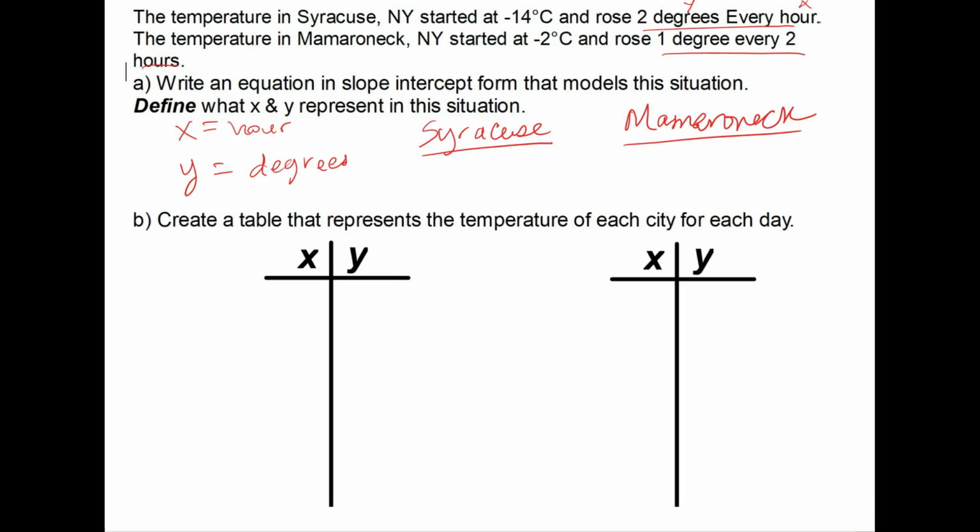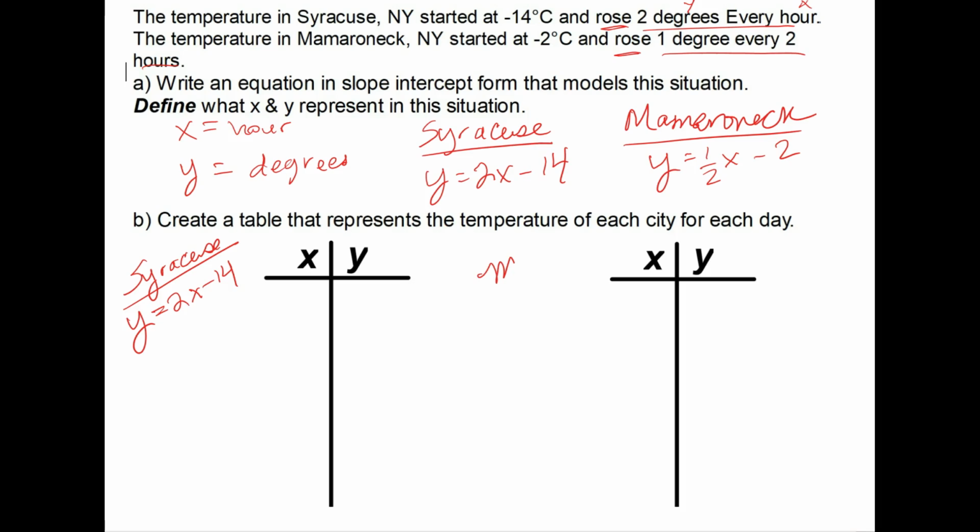All right, so Syracuse started off at negative 14 and rose 2 degrees. So we know the rate of change is 2x, with the initial value of negative 14. Mamaroneck started at negative 2 and rose 1 degree. Everything is rising. What if it fell? It would be negative. So it rose 1 degree every 2 hours, and it started at negative 2 degrees. So we have the Syracuse equation over here. That's going to build our table.